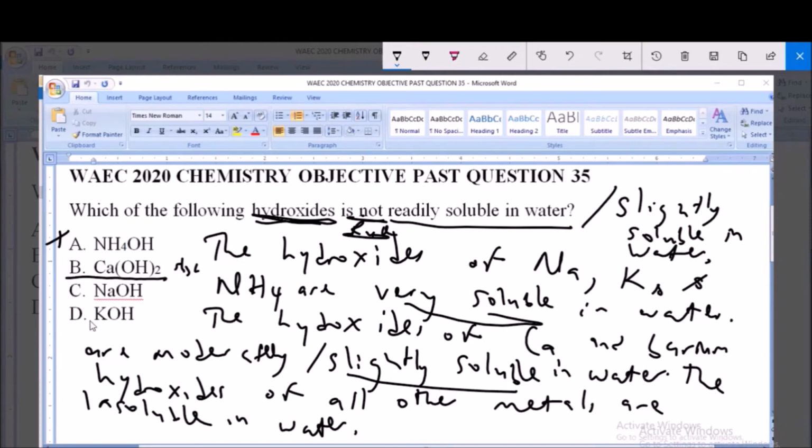Now, looking at options C and D, hydroxides of sodium and potassium, as we rightly said, are very soluble. So that is why C and D are not the answer to this question. So like we have rightly seen, option B, calcium hydroxide, is slightly soluble in water, and hence is said to be not readily soluble in water.